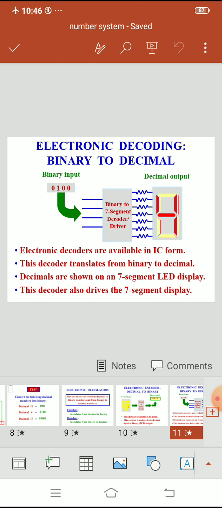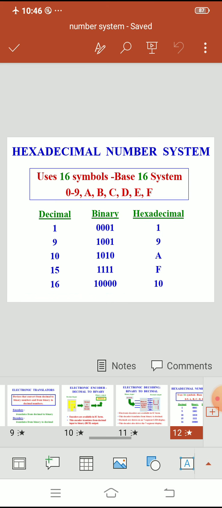Electronic decoding, binary to decimal. We give a binary input, for example 0100, which is equivalent to the value 4. This is based on the binary to 7 segment decoder driver. Electronic decoders are available in IC form. This decoder translates from binary to decimal. Decimals are shown on a 7 segment LED display. This decoder also drives the 7 segment display.